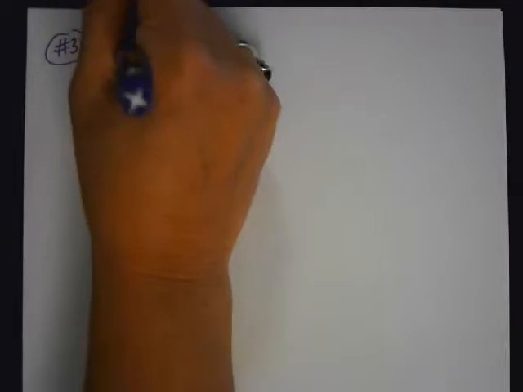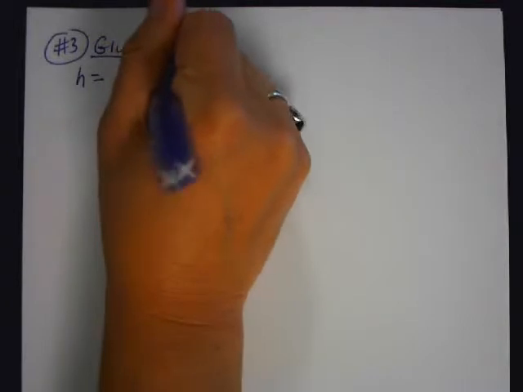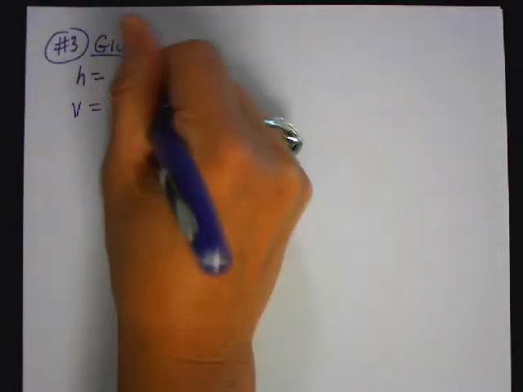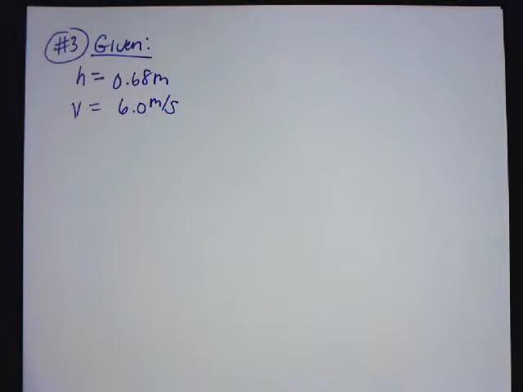Okay, now we're going to do number 3 on the back of the review sheet. It says, in a wild shoot, Bo shoots a pool ball of mass M off a 0.68 meter high pool table. So I know some height is 0.68 meters. And the ball hits the floor with a speed of 6 meters per second. So some speed is 6 meters per second. How fast was the ball moving when it left the pool table?